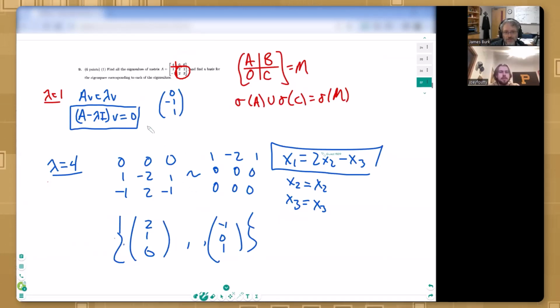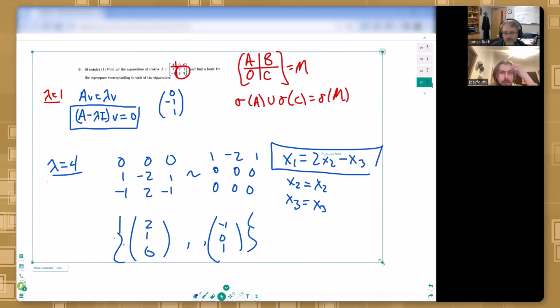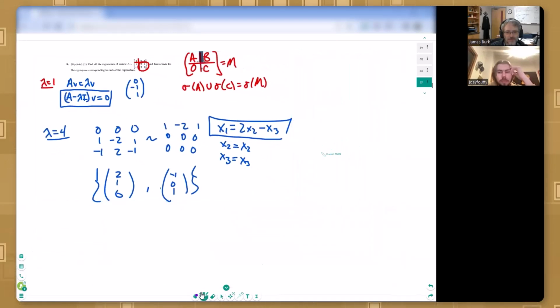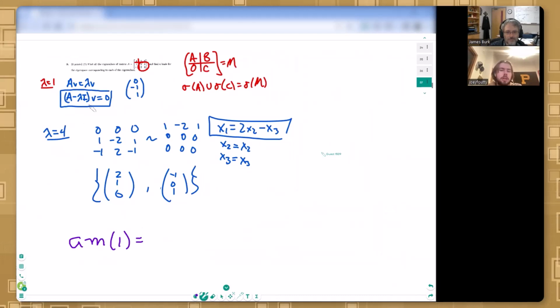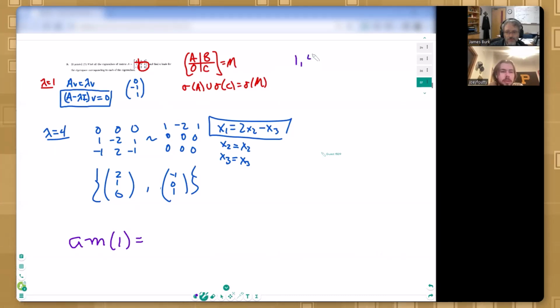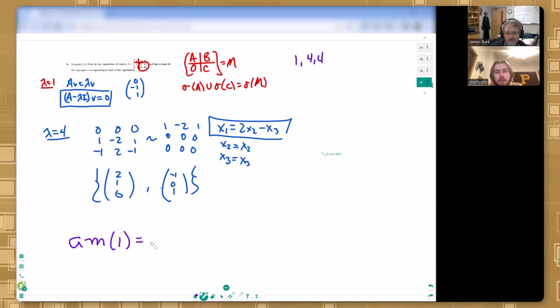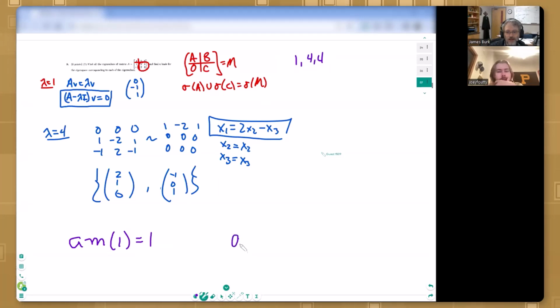Now, here's the question. What's the algebraic multiplicity of the eigenvalue of 1? How many times did it appear as a root? It just occurred once. When you look at the spectrum, it just occurred once. That's why it's really important to write it down in terms of a multiset.